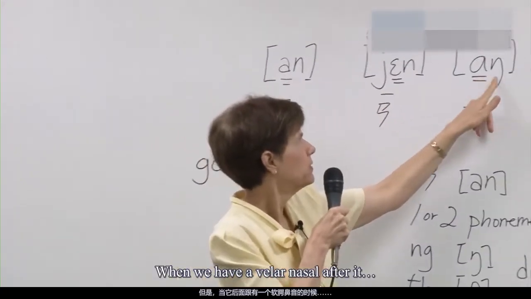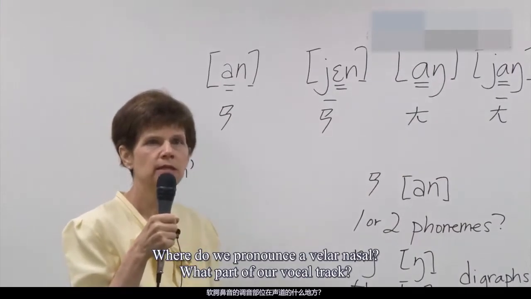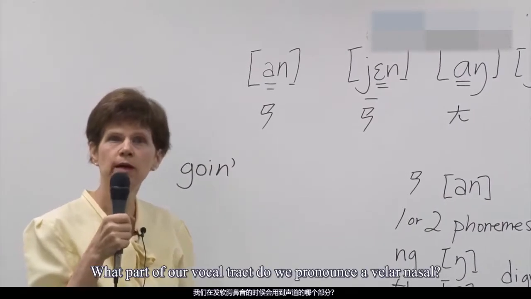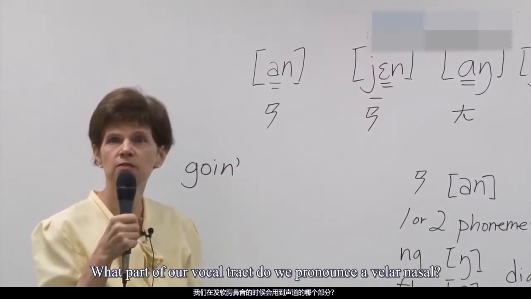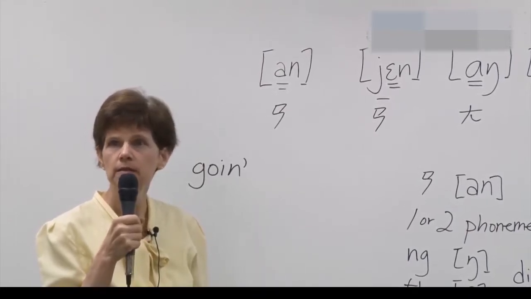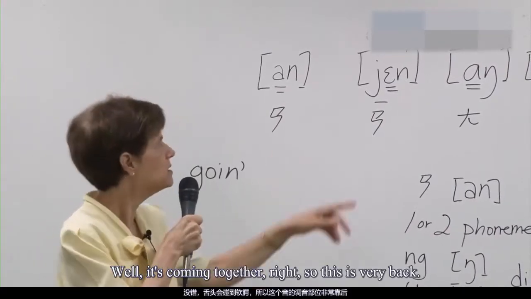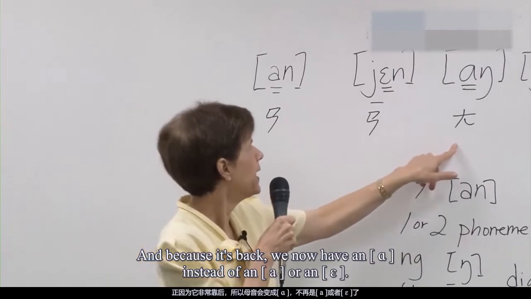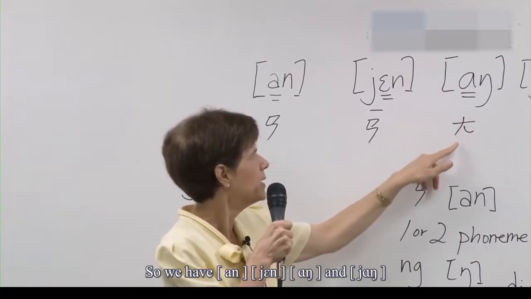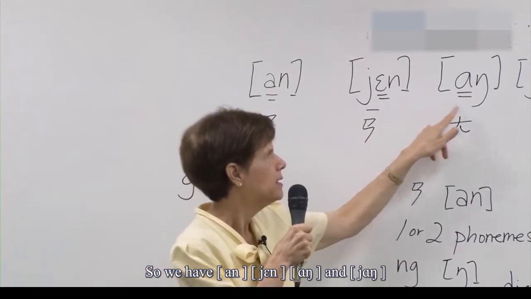When we have a velar nasal after it, where do we pronounce a velar nasal? What part of our vocal tract? Where? Front? Back? High or low? Well, it's coming together, right? So this is very back. And because it's back, we now have an a instead of an a or an e. So we have an, yin, ang, and yang.